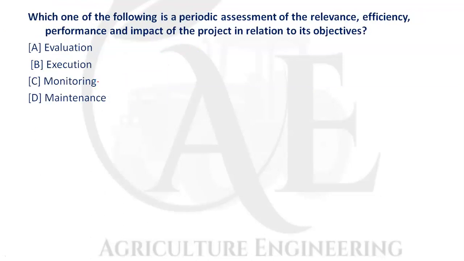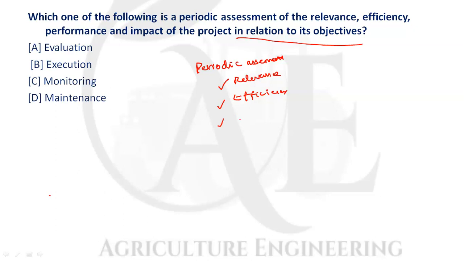Next question. Which one of the following is a periodic assessment of the relevance, efficiency, performance and impact of the project in relation to objectives? So periodic assessment, relevance, efficiency, so everything in this we want to evaluate the performance. Okay, performance and impact of the project should be evaluated. So evaluation, A, is the correct option with respect to objectives. Okay, option A is the correct answer.